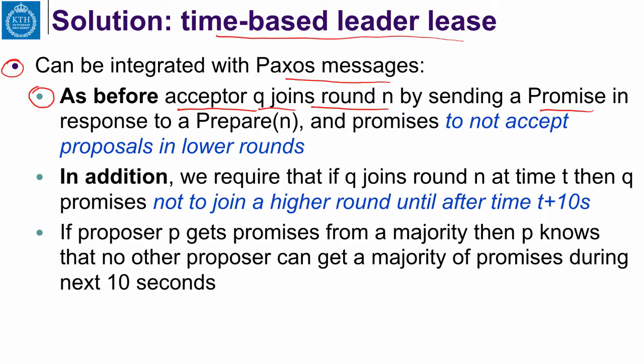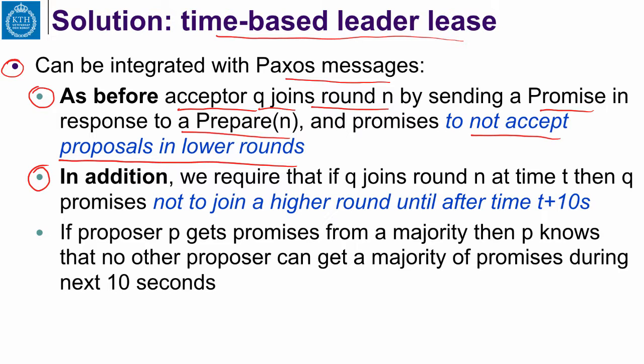And this, of course, is in response to a prepare message. What this promise normally used to do was promise not to accept any proposal in lower rounds. So we have that. But in addition, the acceptor also adds some extra promise here.